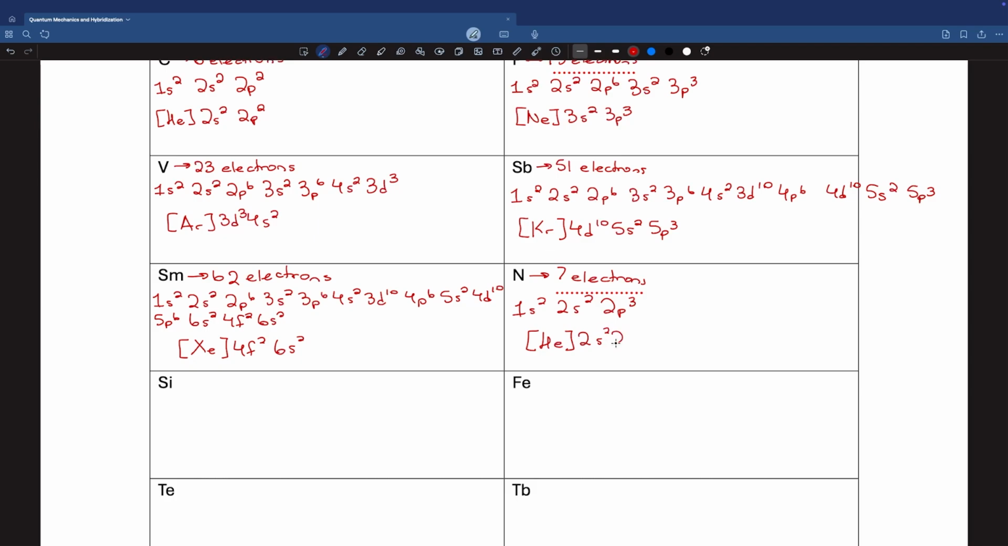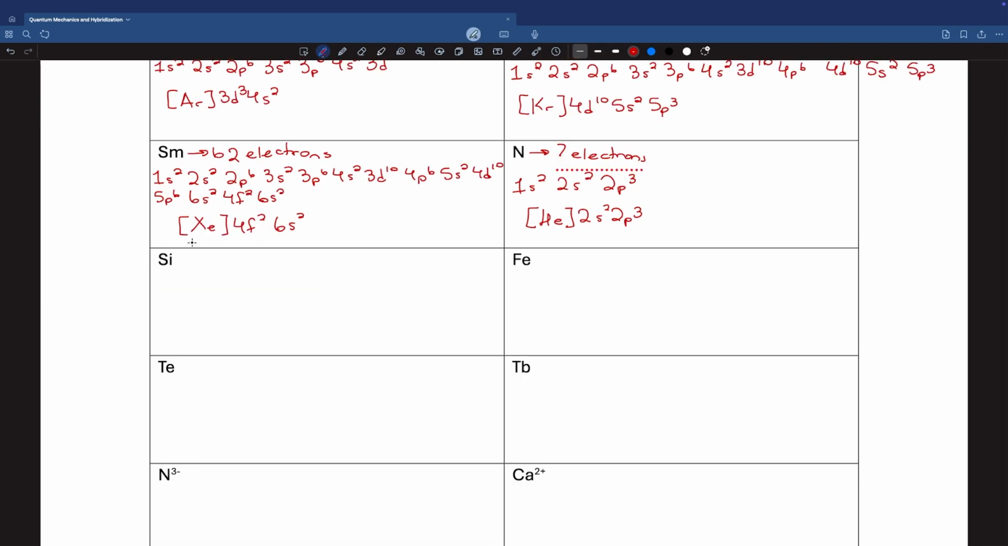with 2s2 and 2p3. The next element, silicon, has 14 electrons, and so let's start with the 1s2, and then the 2s2, 2p6, 3s2, and then the 3p2 is our final shell, and the largest noble gas, which has less electrons than silicon, is neon, and it's left with 3s2 and 3p2.